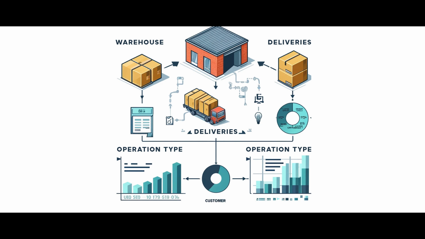A delivery order is created when a sales order is confirmed. It represents the process of fulfilling the customer orders by shipping goods from your warehouse. Now let's see how to process a delivery order in Odoo 18.